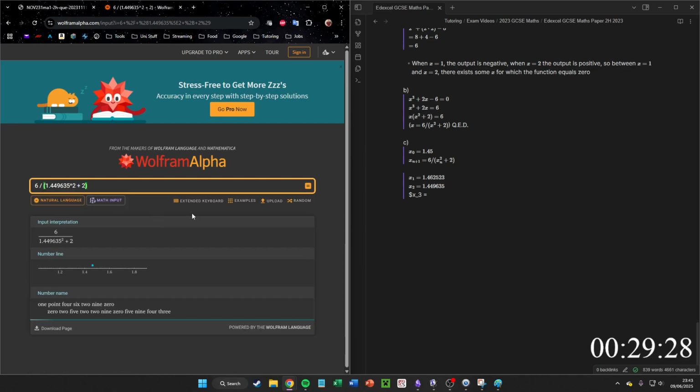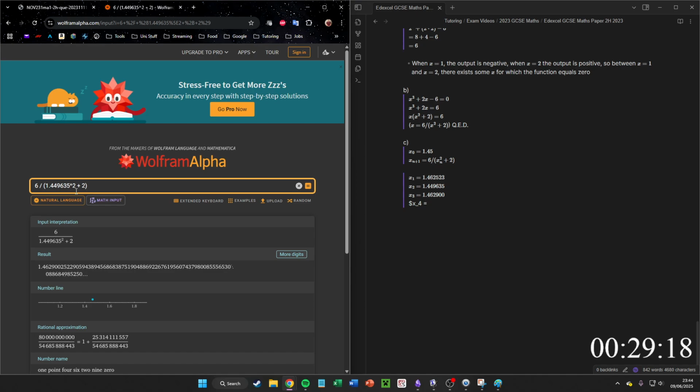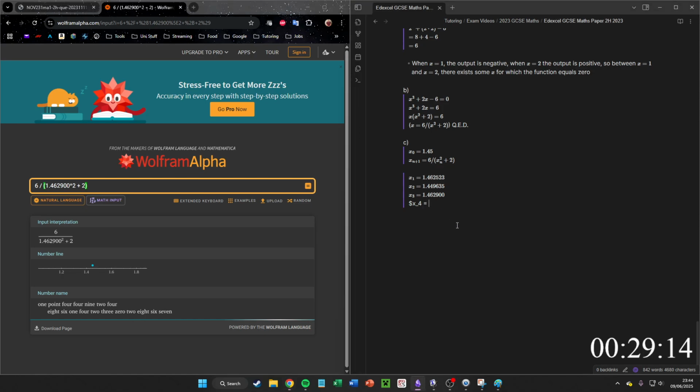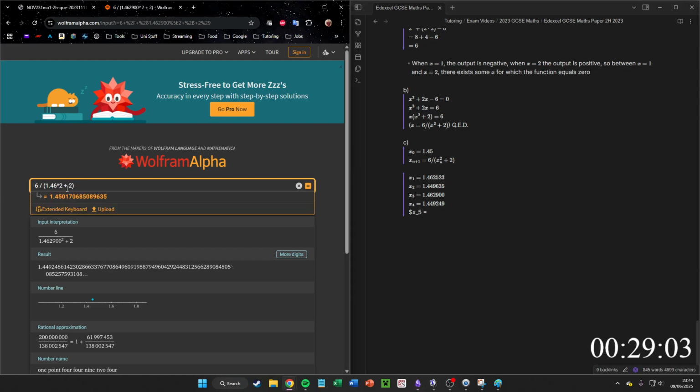1.449635. x3 is 1.462900. x4, just going to plug this back in now. 1.462900. That's 1.449249. x5, again, this is so much quicker if you're actually doing it on a calculator. This is where I actually maybe disadvantage myself. 1.449249.